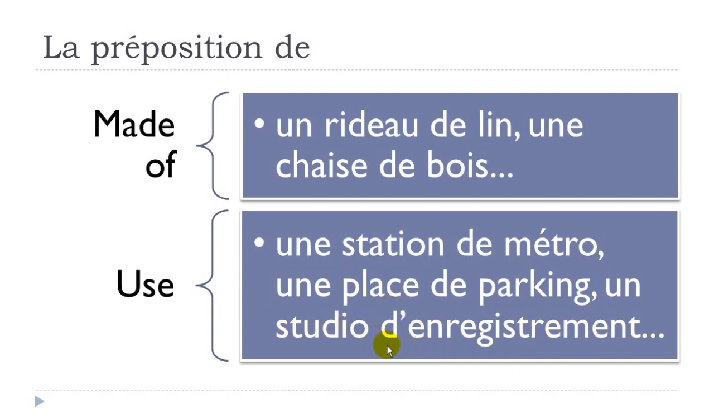As you can see in that case, as usual in French, as we saw previously, we've got this de, but as enregistrement is starting with a vowel, the e needs to go away. So une station de métro, une place de parking, un studio d'enregistrement. That's this use concept, so what you use these things for. Une place de parking, un studio d'enregistrement.